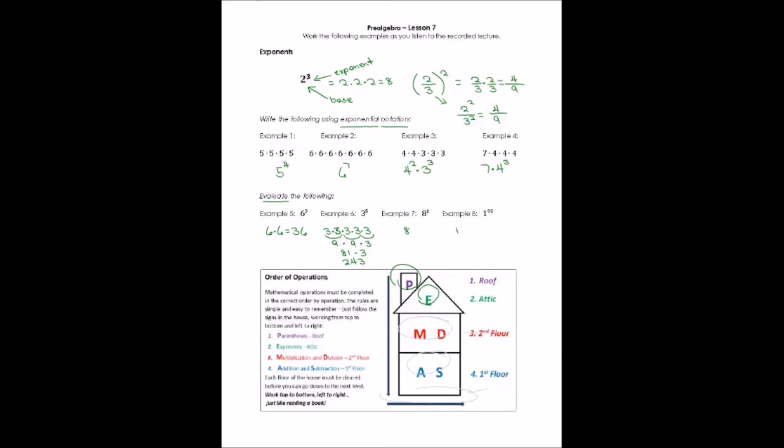And then next, we come to the second floor. The second floor has multiplication and division, and they are together. This is where we work it left to right. In other words, we're going to pick the operation that comes first in the problem. If it's multiplication before division, we'd work multiplication first. But if division came before multiplication, we would work division first. They're on the same level of the house. Remember, they're on the second floor. Addition and subtraction is the final set of operations we do, and we also work those left to right. Whichever one comes first, that's the operation we work first.